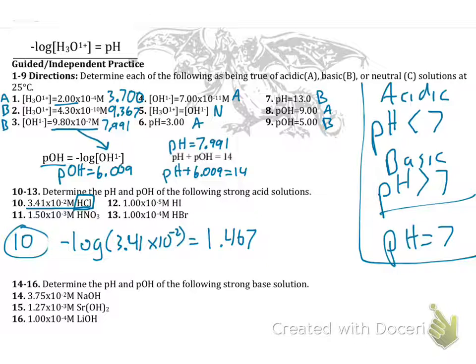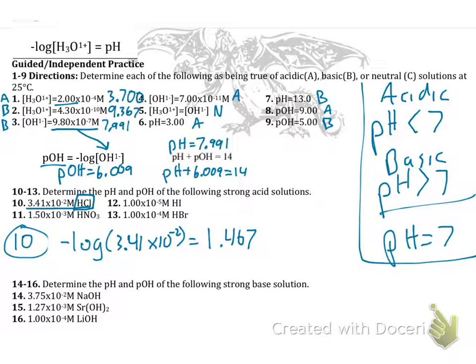I just want to pause real quick and show you how this number will always be close to this number, whatever this exponent is. And so that's just a side note, that whatever the pH is, it's always going to be close to whatever the exponent is in the molarity of the hydrogen ion.